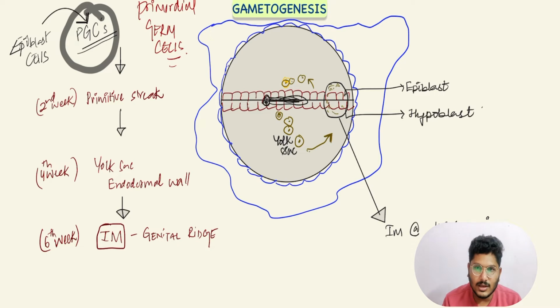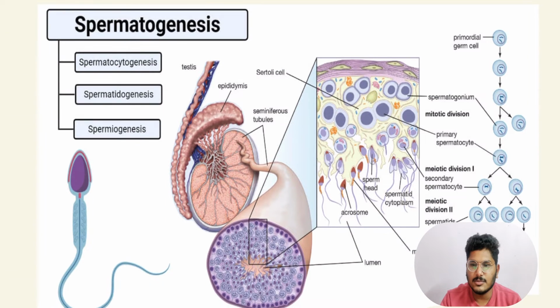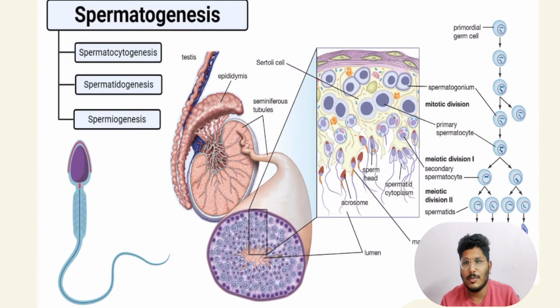From the sixth week of development, the primordial germ cell starts its function, that is, it starts undergoing gametogenesis, in males and females, but in different fashion. How it's occurring, we'll see right now. First, spermatogenesis is nothing but the formation of sperms, which are the male gametes. How is this occurring and where is this occurring? This is obviously occurring in the male genital organ, the testis.